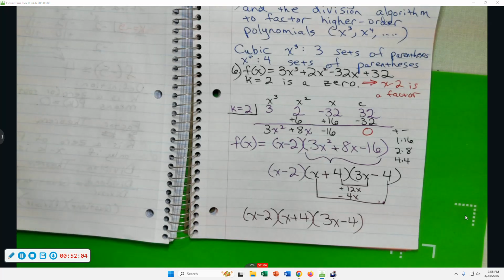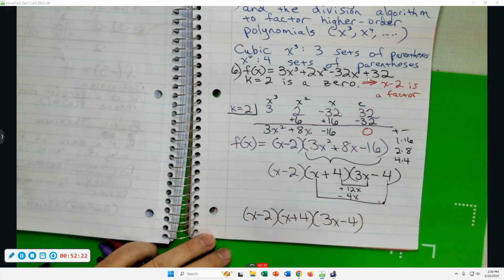what you might want to do is FOIL out x minus 2 times x plus 4. Once you FOIL that out, distribute through the 3x over it. Then distribute the negative 4 over it. You know what you'll get once you've combined all your like terms? If you multiply these three things together, what are you going to get?